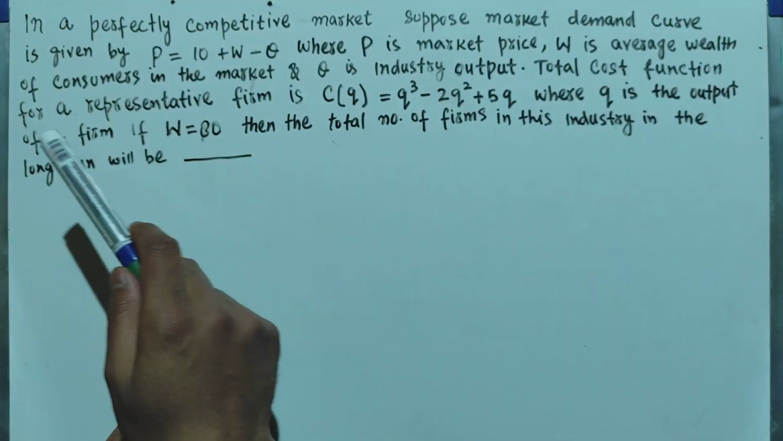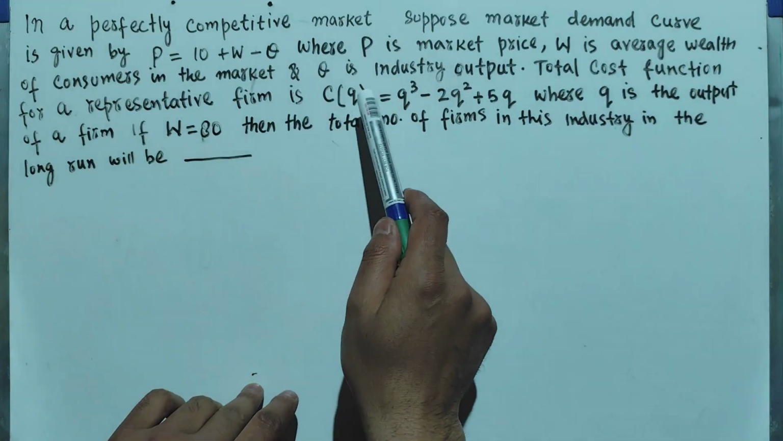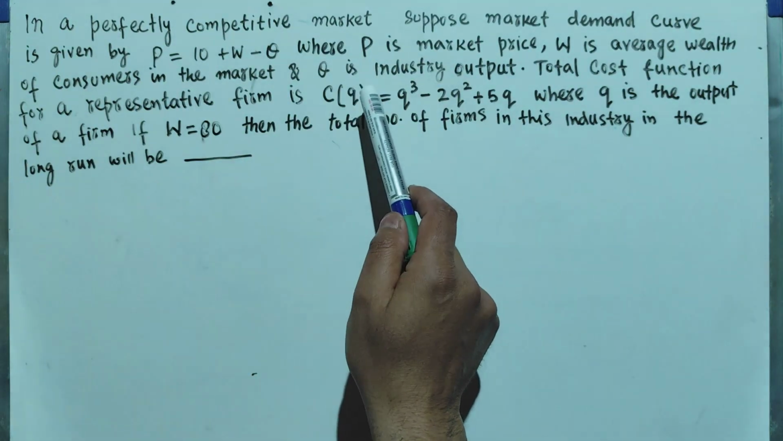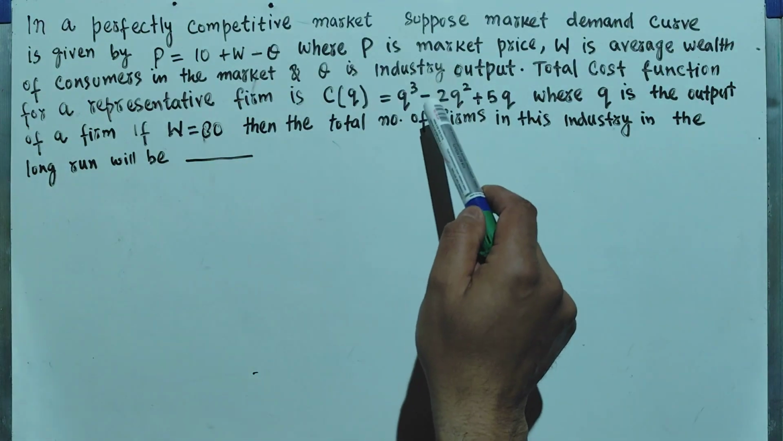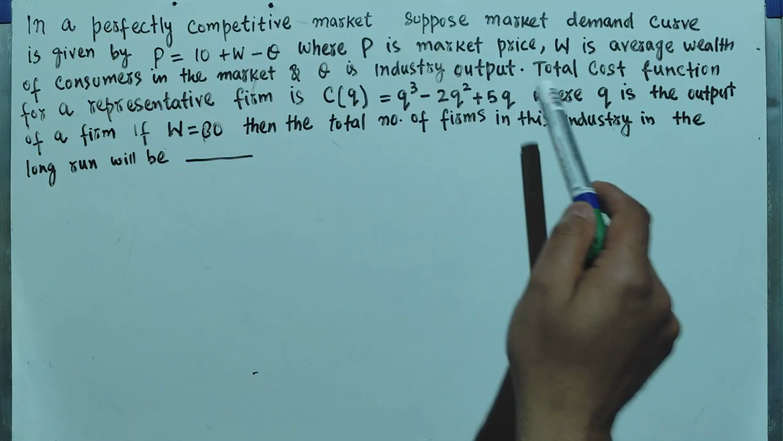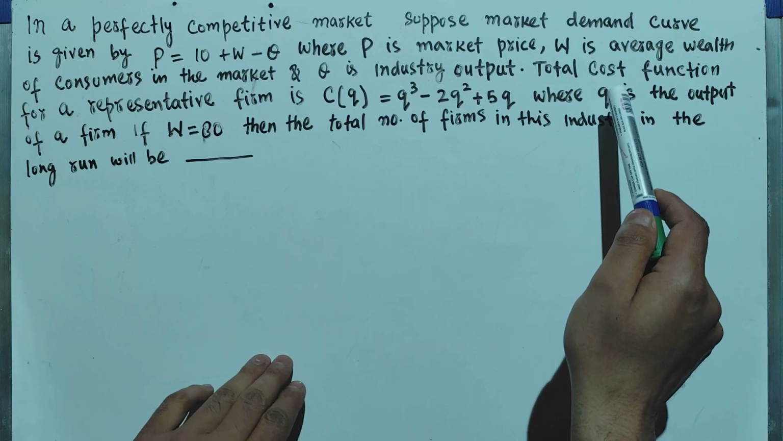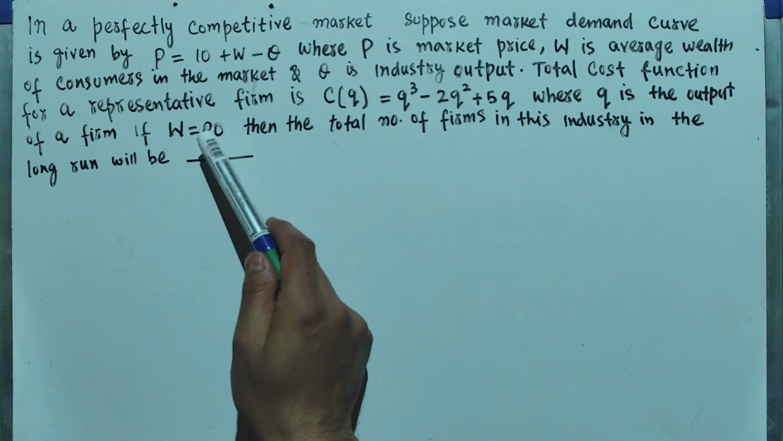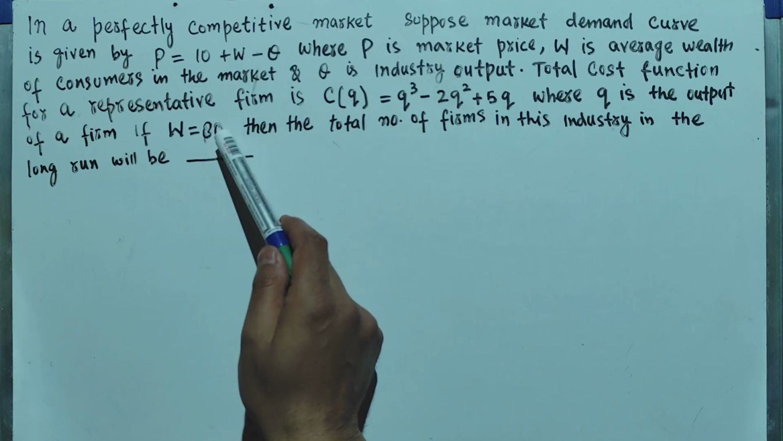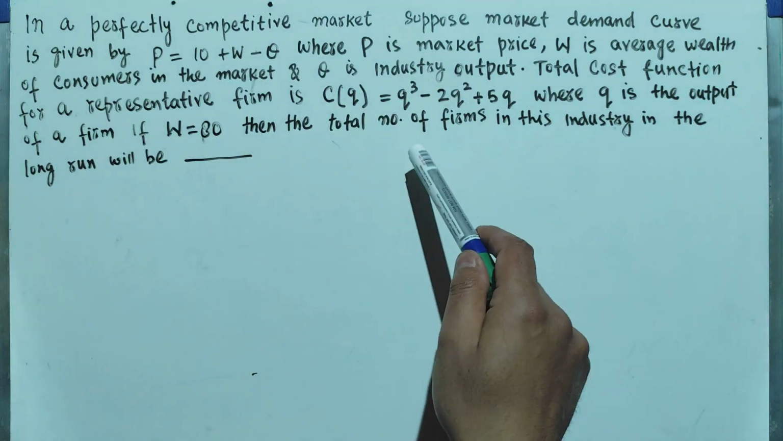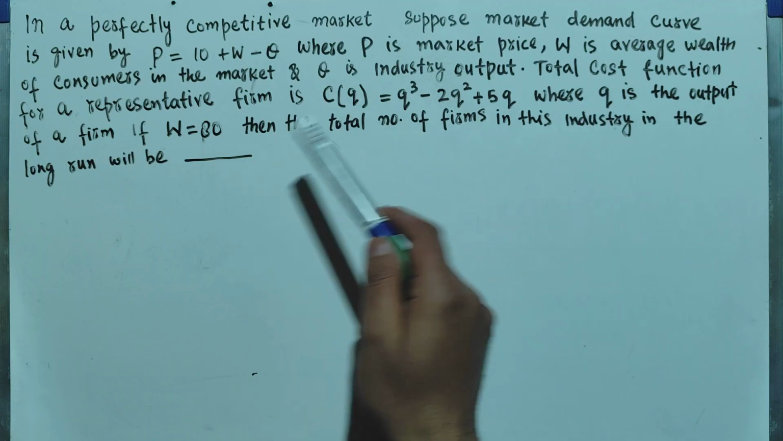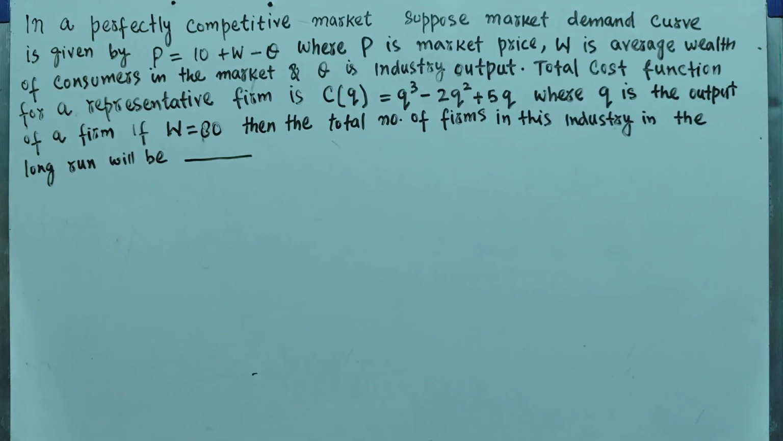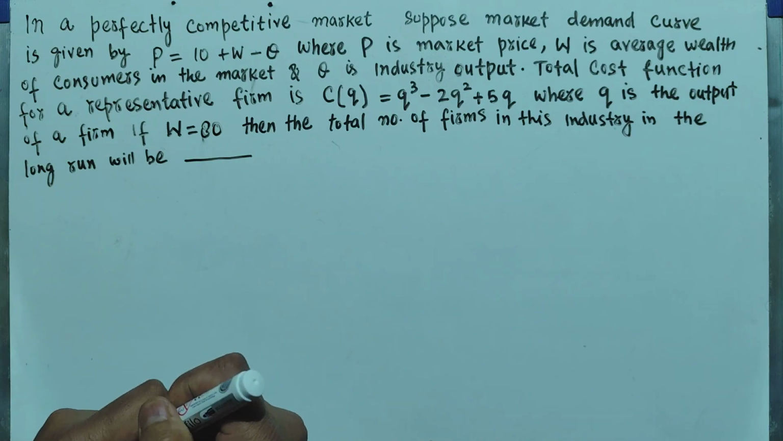Total cost function for a representative firm is being given to us here. That is, cost is equal to Q cube minus 3Q square plus 5Q, where this small q is the output of a firm. If the average wealth of the consumers is equal to 80, then the number of firms in this industry in the long run will be, we need to find out the number of firms in the long run. So what we are being given here, let us see.